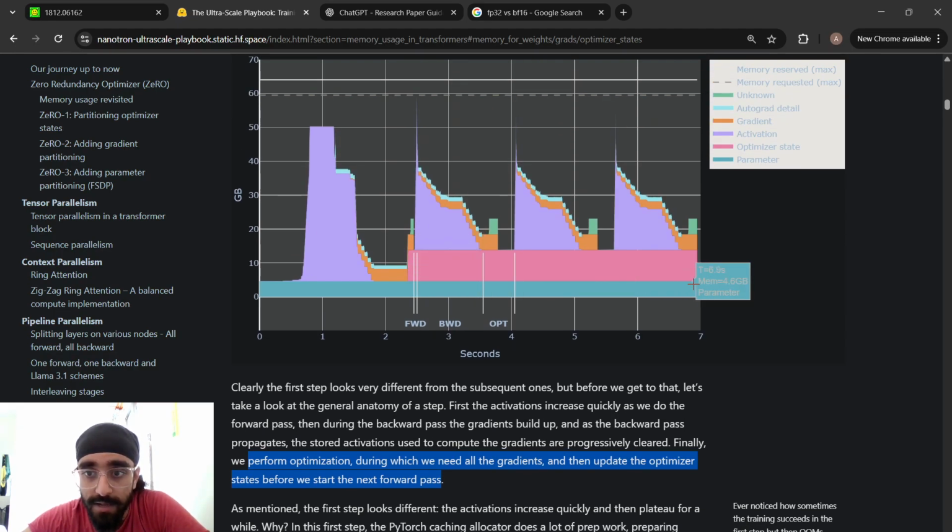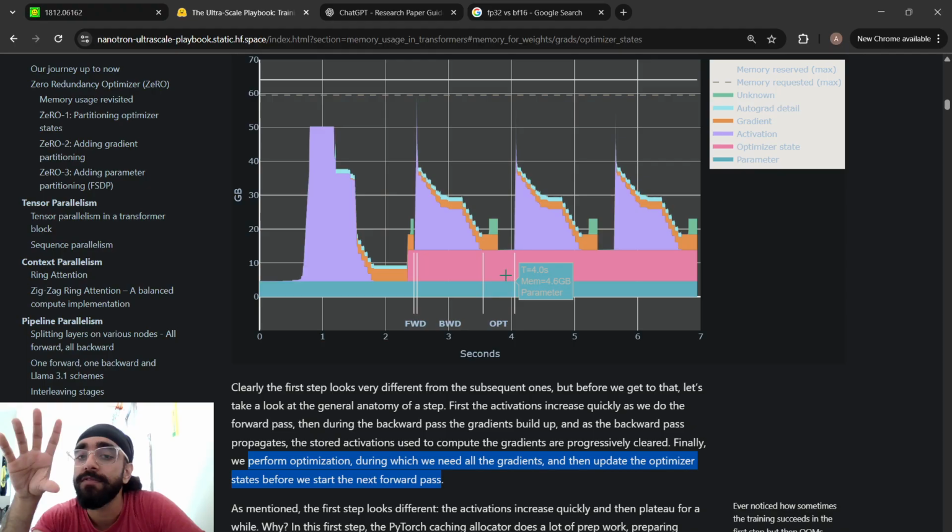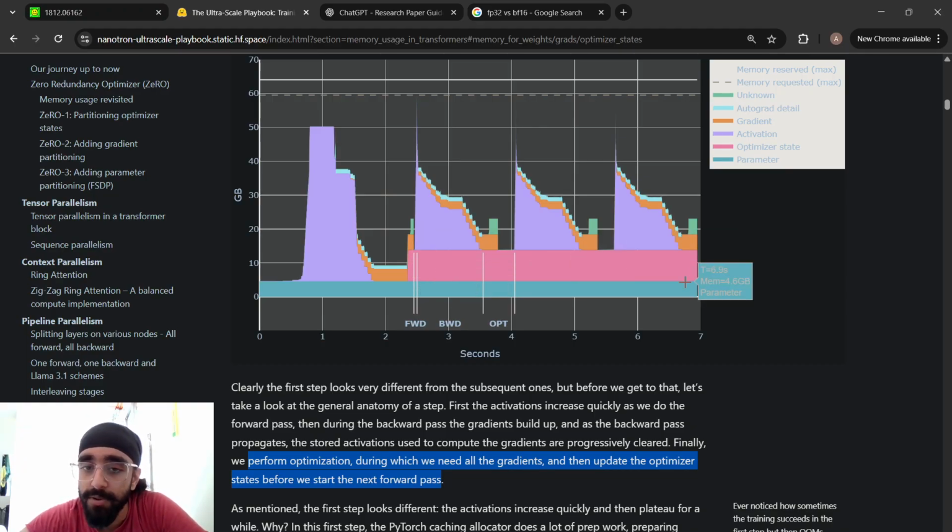This red part, I'm pretty sure I know what this is. Once we have the first batch, that is the optimization step done, after the first step we now have the optimizer state for each parameter. We need to store it for subsequent runs. So this is the optimizer state that we store for subsequent runs.